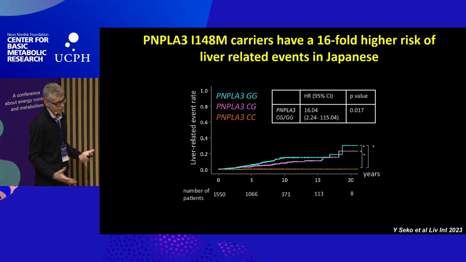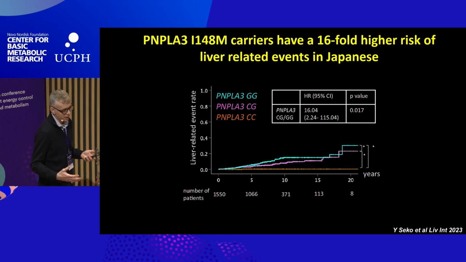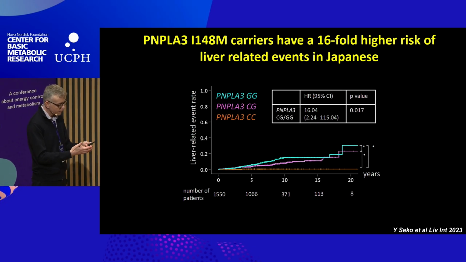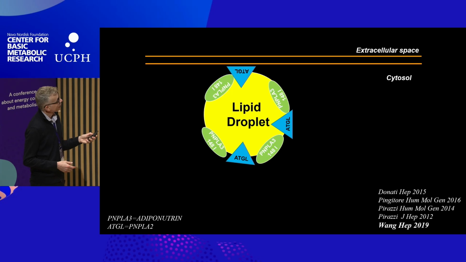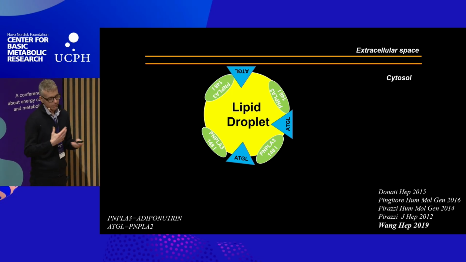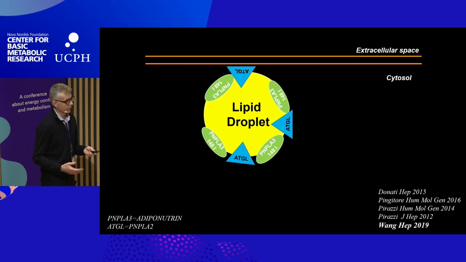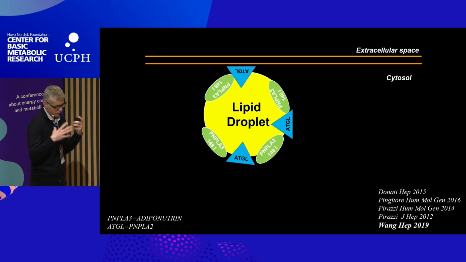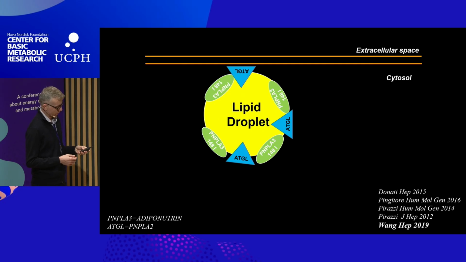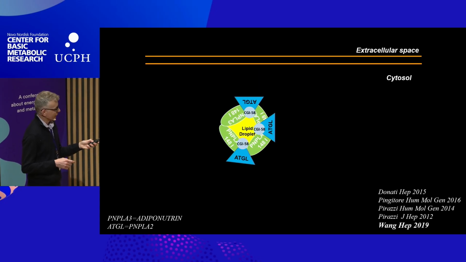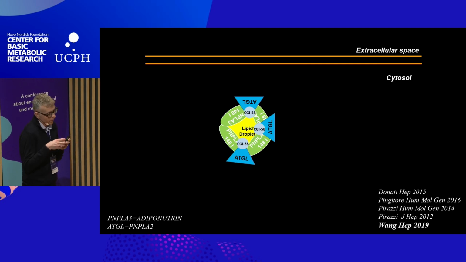So this is just to show that this is a robust variant increasing the risk. And we thought it was important to study it. So after about 10 years of modeling, genetics and in vitro studies, we came up with a model in which we thought this is the way it would work if we wanted to target this protein to treat MASLD. So PNPLA3, as I said, allows fatty acids to get out and so makes the lipid droplets smaller.